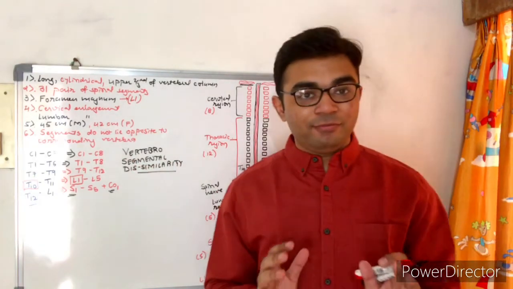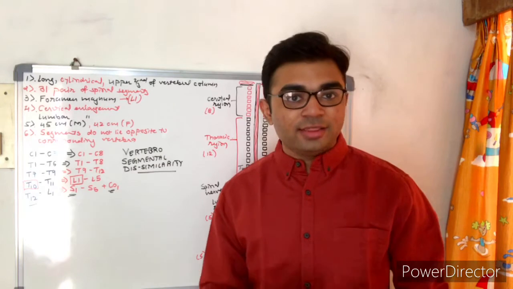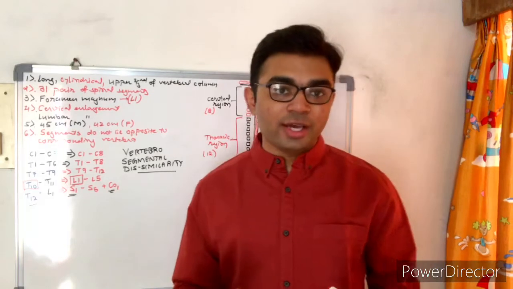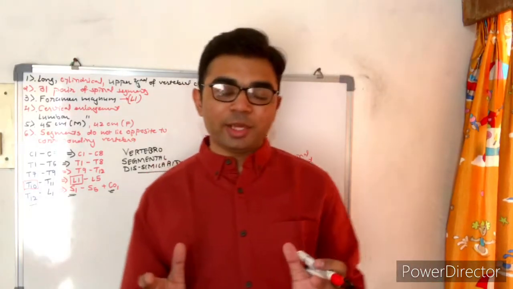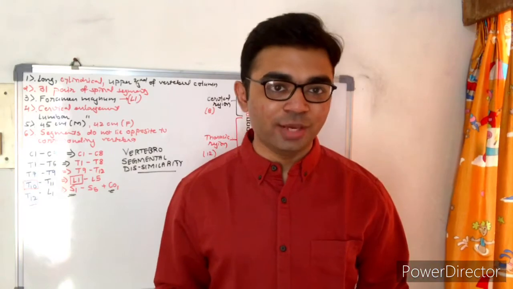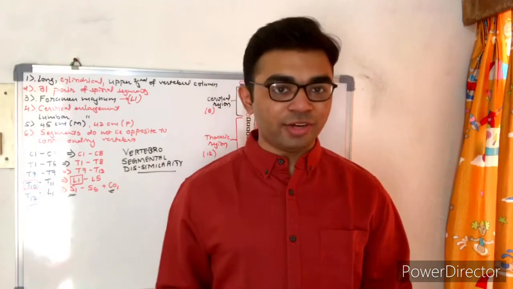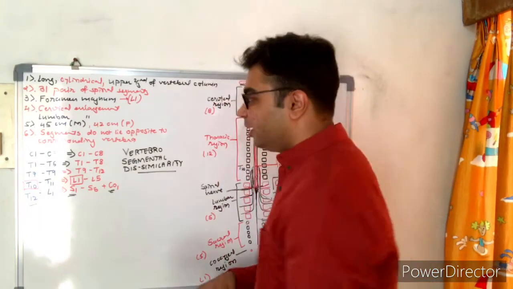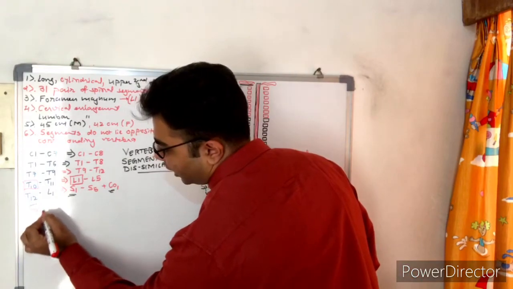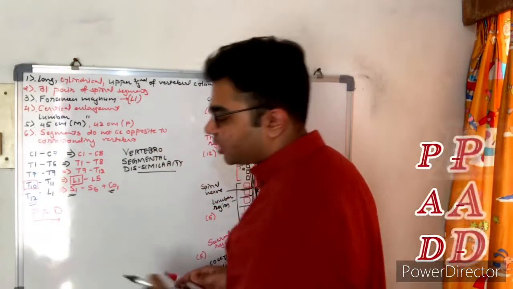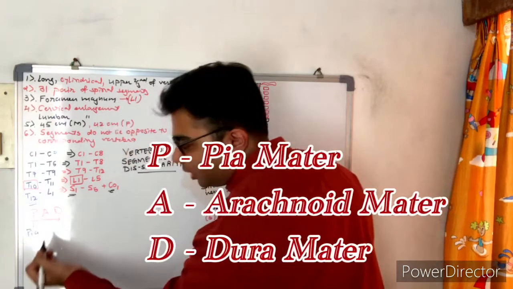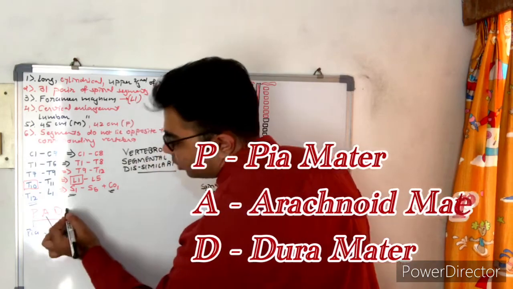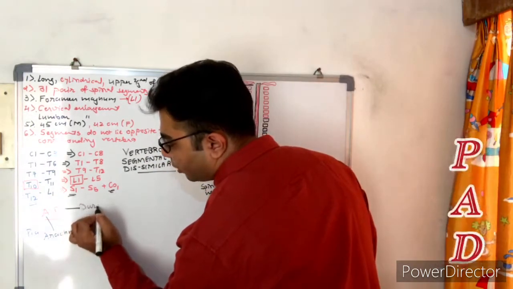Now, if we take the cross section of the spinal cord, how does it look? Let us focus on that. If we take the cross section of the spinal cord, we come to know the coverings of the spinal cord as well as the internal structures. There are a total of 3 coverings. Starting from the inside out, I use a mnemonic, PAD, P-A-D. First is the pia mater, which is the innermost. Second is the arachnoid mater, and the outermost is the dura mater.